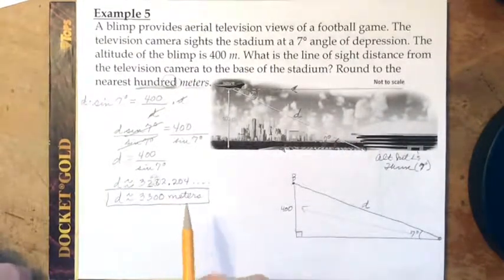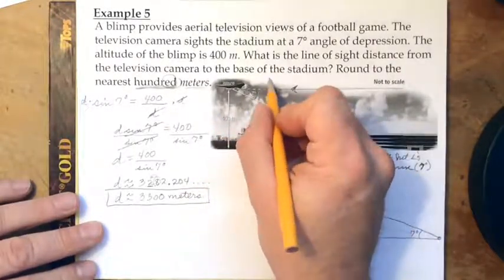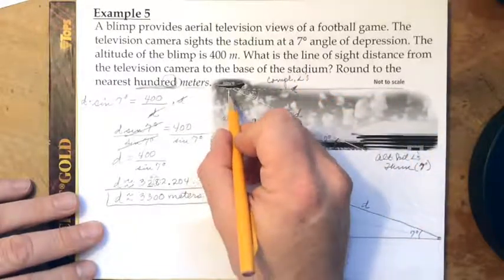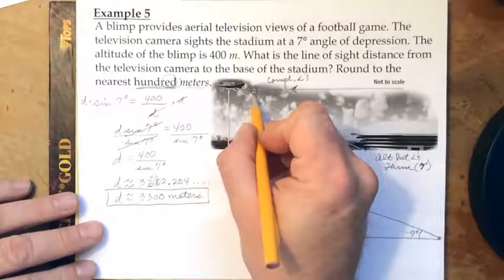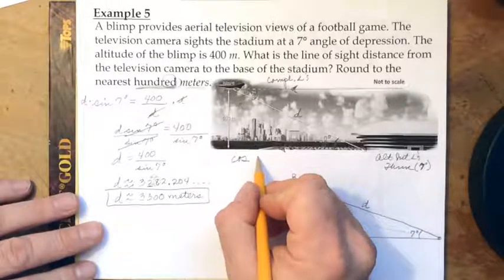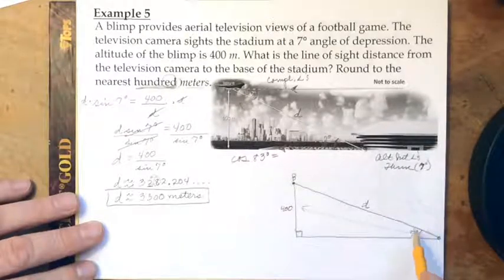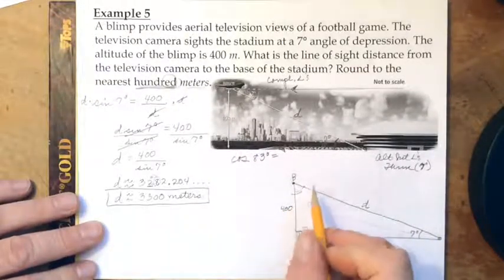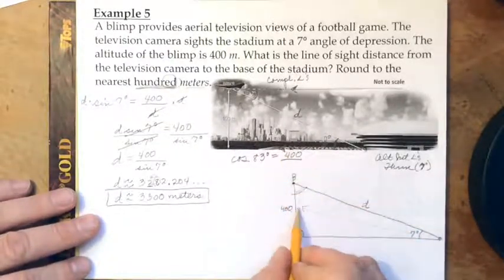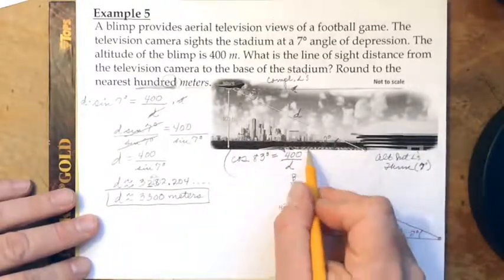There is another way to do this problem using cosine. We could have used this angle right here and used complementary angles and angle addition. We would have said this is a 90-degree angle, and 90 minus 7 gives us 83 degrees. So we would take the cosine of 83 degrees equals, and then cosine would be, we'd have this angle here, cosine would be adjacent, which is 400, over hypotenuse D. So you would have solved this one, and you're going to get the same answer. So this is an alternative way to do it.